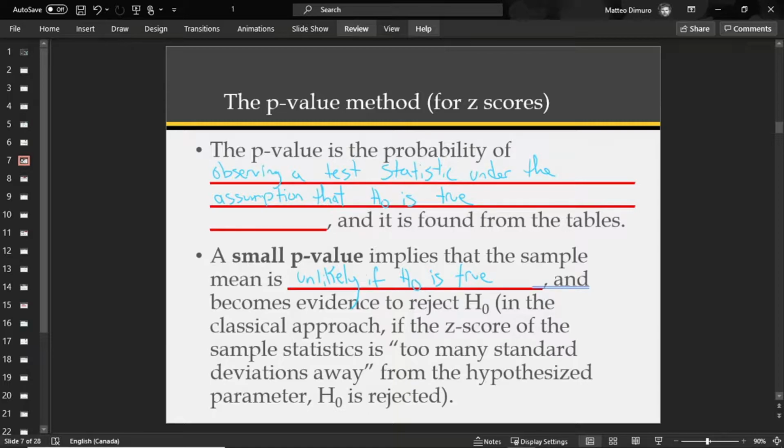Okay, so what we've been doing is called the classical approach. If the Z-score that you calculate from the sample collected is too many standard deviations away from the hypothesized parameter H0, then you can reject H0. A p-value is a percentage, and if it's small enough, and we'll talk about what that threshold is, then that is evidence that we can reject H0.